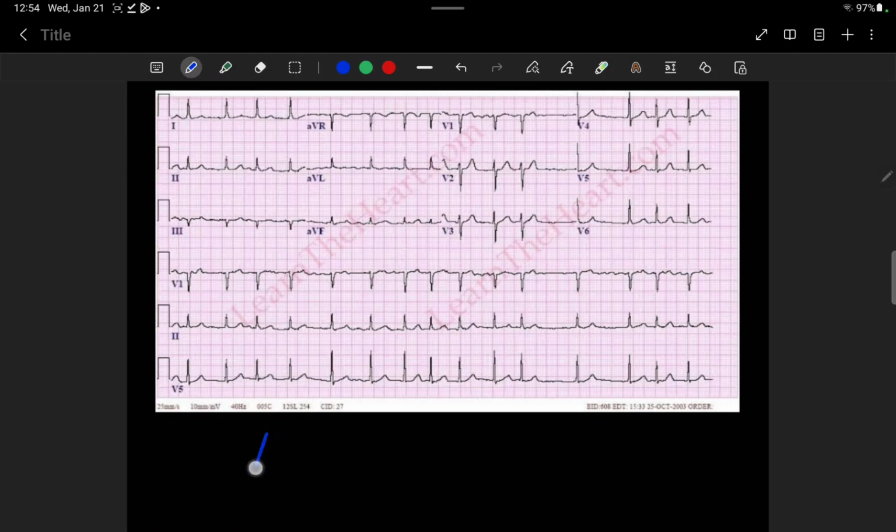Today we will learn about the management of an important ECG. It is called atrial fibrillation. So just a recap or a small presentation.